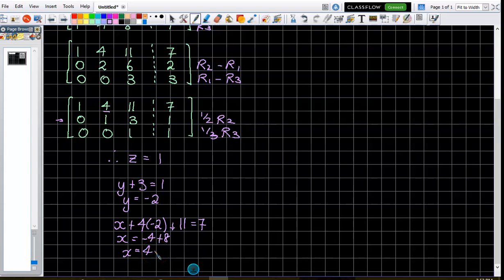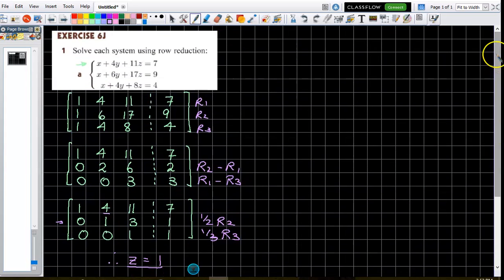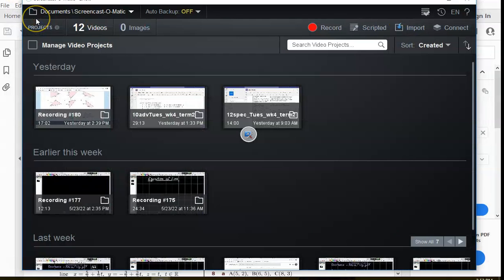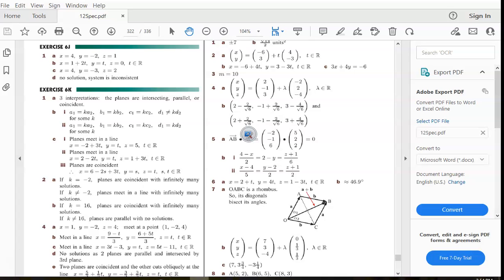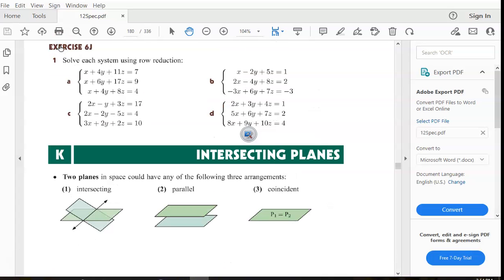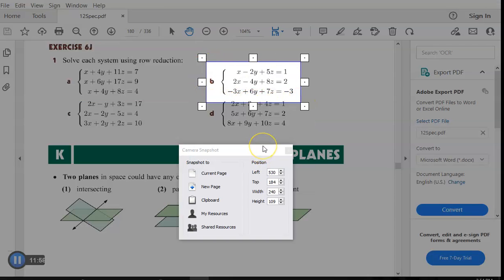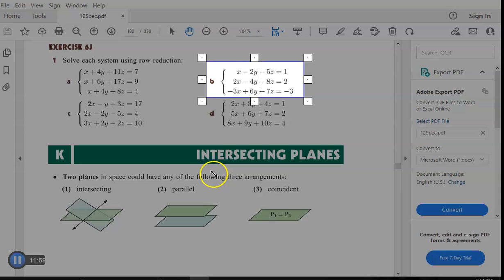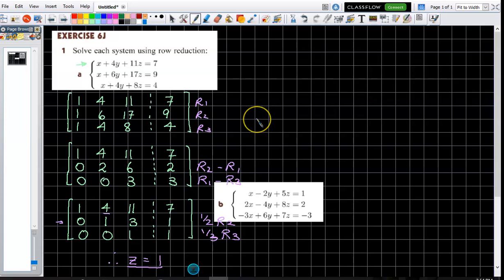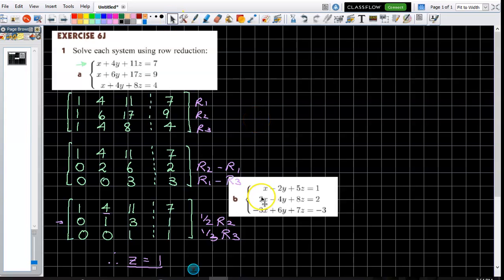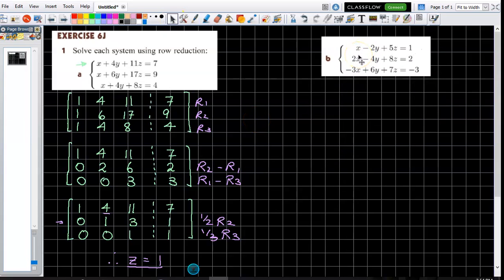Have I stuffed up? Okay, so you get ahead of the game. Let's have a look at B. Come on. If an old 50-year-old beats you, you're going too slow. Come on.